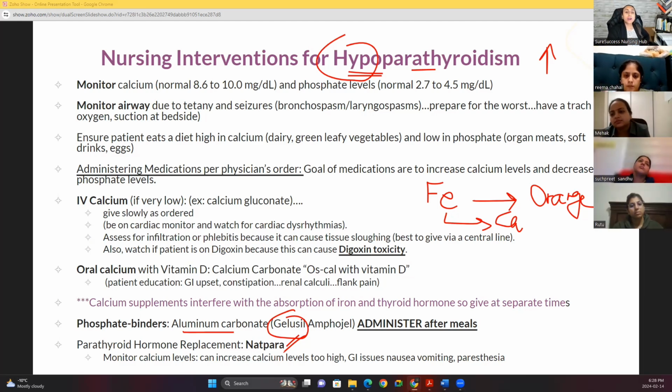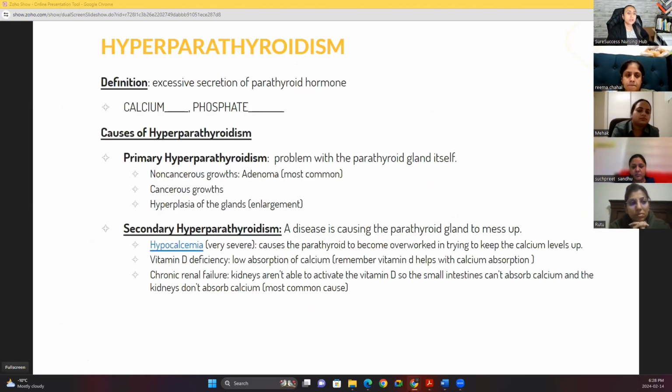All right. Now let's discuss hyperparathyroidism. In hyperparathyroidism, your calcium will be high and phosphate will be low. The most common reason for hyperparathyroidism is if you have any kind of cancer. That could be the reason. And the signs and symptoms are related to high calcium.